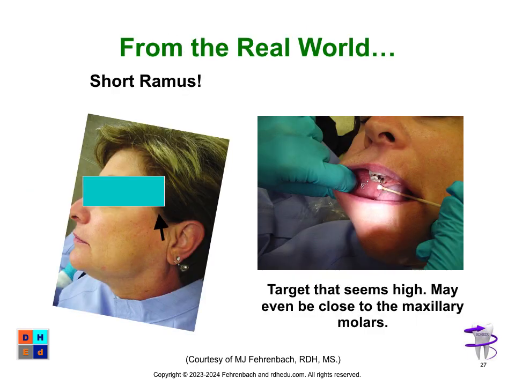Now, from the real world, here's a short ramus. Notice that long jaw. In some people, you'll have a short jaw, short ramus. This one is a long jaw, but we're concentrating on that short ramus. The target will seem really high. Look, oh my goodness, I'm right by the maxillary molars. So close, so incredibly close. So there's your sweet spot. There's your temporal depression. But look how close it is.